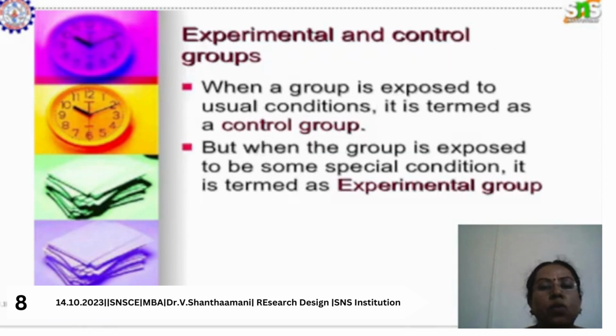Experimental and control groups. When a group is exposed to usual conditions, it is termed a control group. So whenever we are exposing a group to usual conditions, it is known as a control group. But when the group is exposed to some special conditions, it is termed an experimental group. So when we are exposing to usual conditions, it is known as a control group. And when we are exposing to special conditions, it is known as an experimental group.